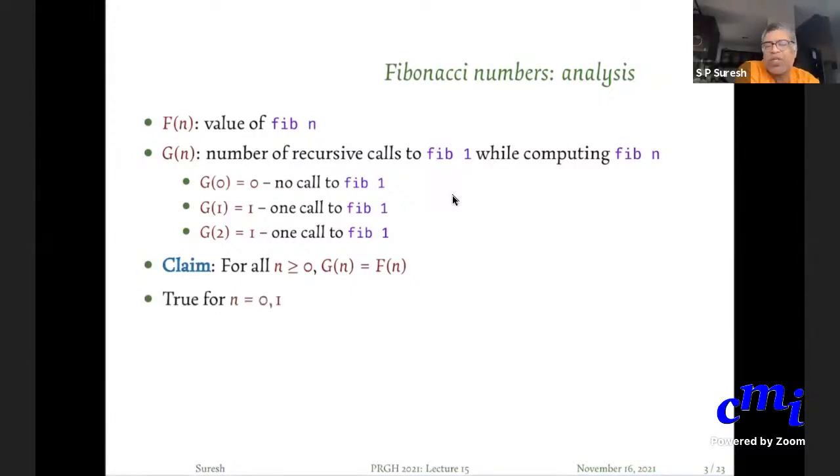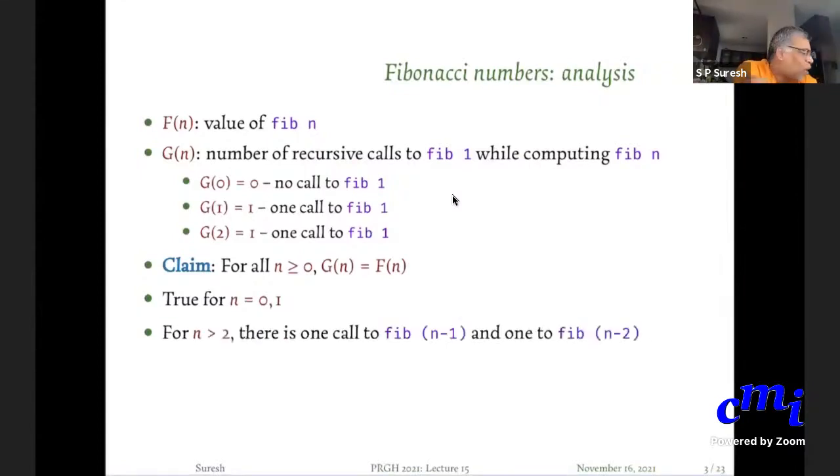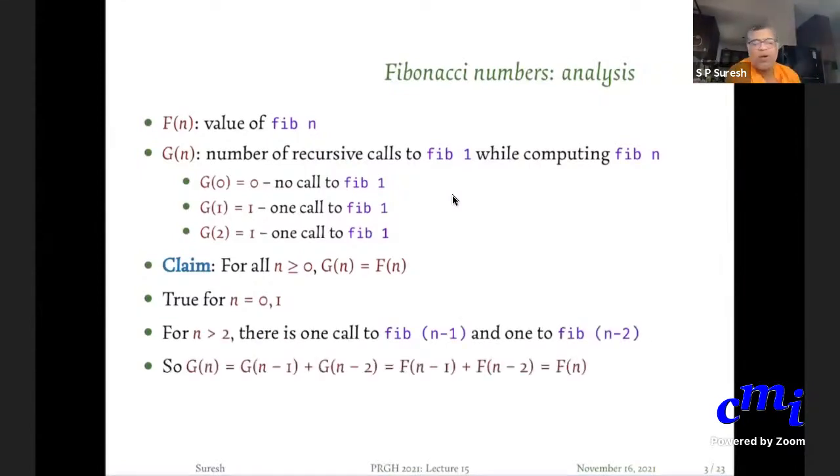So g0 equals f0, g1 equals f1, and g n in general equals g of n minus 1 plus g of n minus 2. And if by induction you say that they are f of n minus 1 and f of n minus 2, you have that, for n, there is one call to fib n minus 1 and one call to fib n minus 2. So g of n is g of n minus 1 plus g of n minus 2. That is, by induction hypothesis, f of n minus 1 plus f of n minus 2, which is nothing but f of n, right? Because that is the value of fib n.